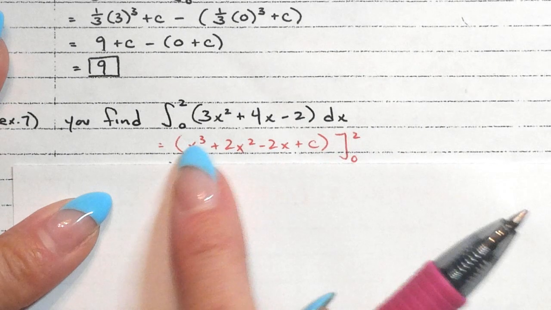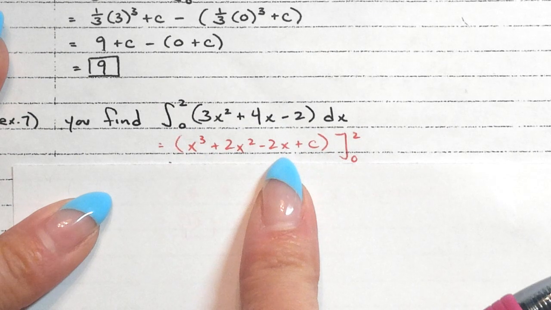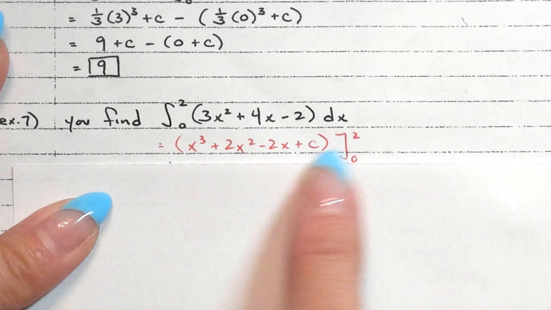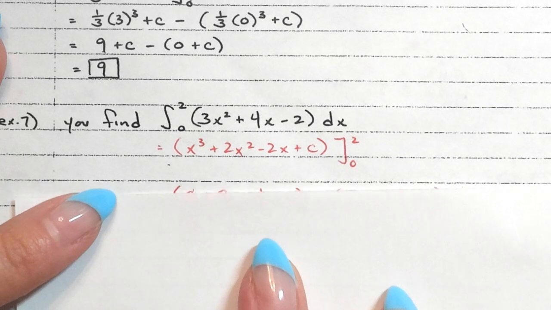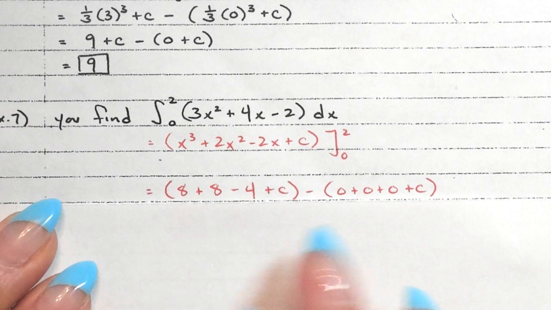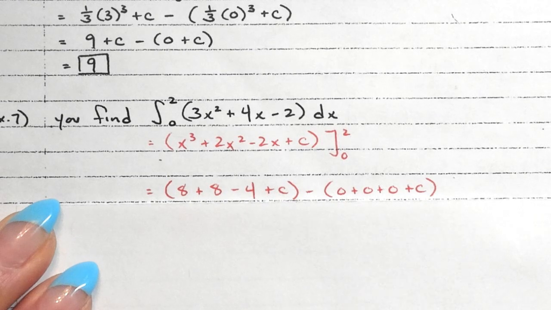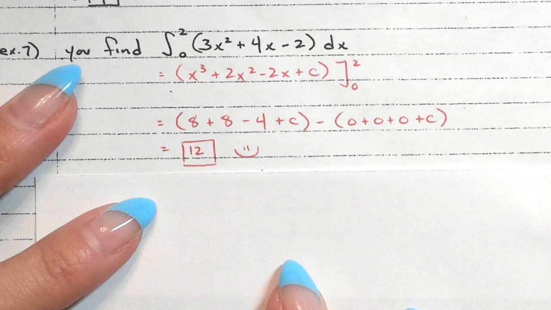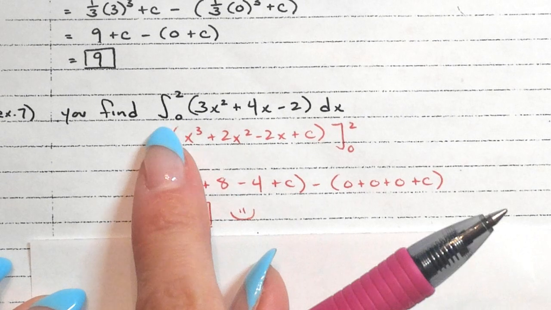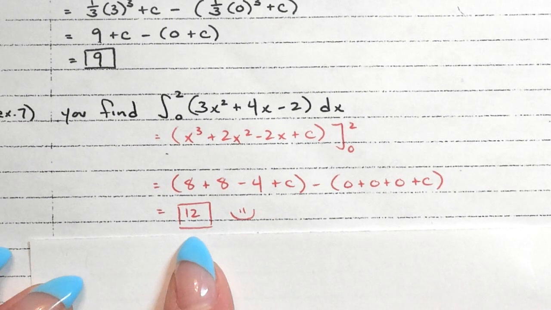Now you're going to plug in 2, plug in 2, plug in 2, minus, plug in 0, plug in 0, plug in 0. Actually write it out. So plug in 2 everywhere, plus c, minus, plug in 0, and then you get your final answer. So that's going to be a 12. If you put this into a calculator, it would say 12 exactly.